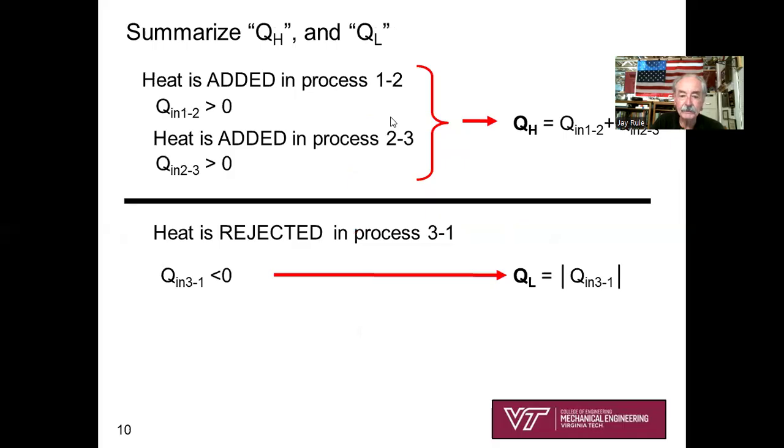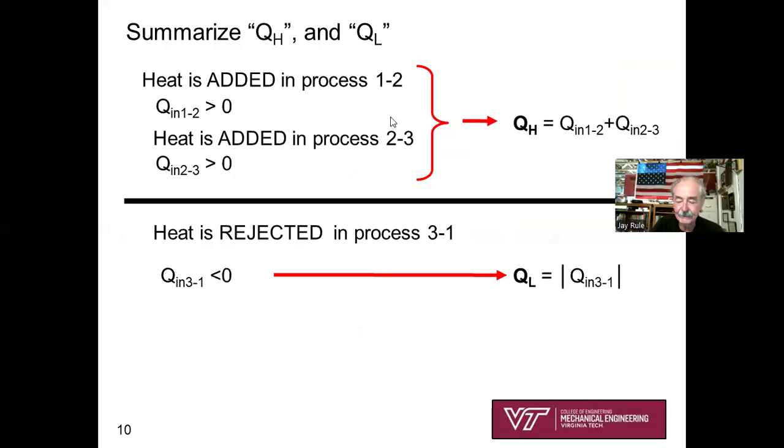Another thing you need to write down or recognize, I hope, is where heat is added. Can you remember where heat was added for this example problem? Heat was added in process 1 to 2 and also in 2 to 3. And from previous work, we're going to call that Q sub H. So we're going to add up all the heats that are positive numbers.